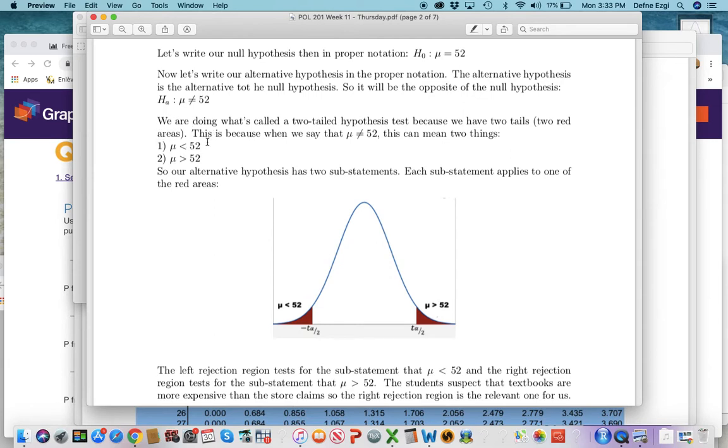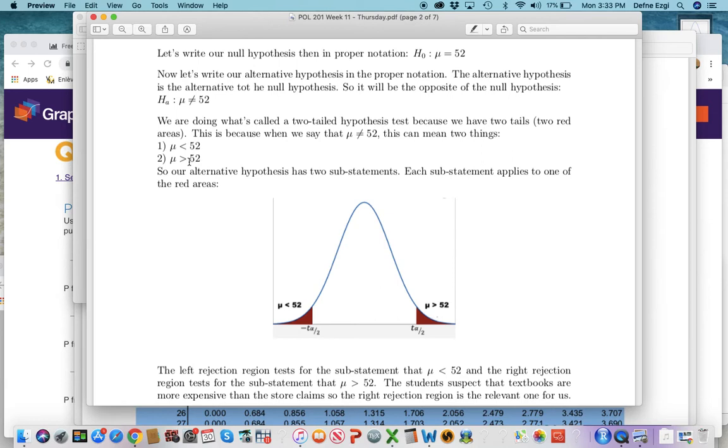So it may not be relevant to our sample, but when we write our alternative hypothesis in this way, we say mu does not equal 52. This is still one of the possible substatements. So our alternative hypothesis has two substatements, even though only one of them is the relevant one.